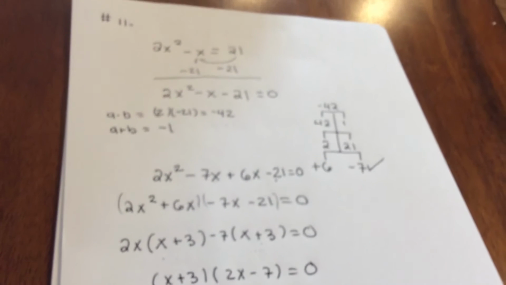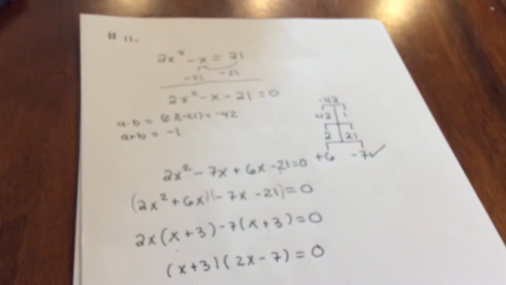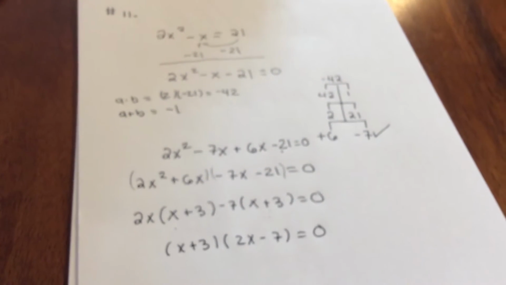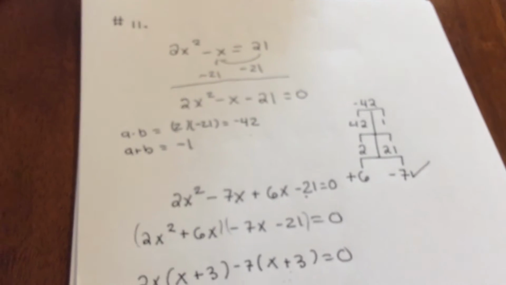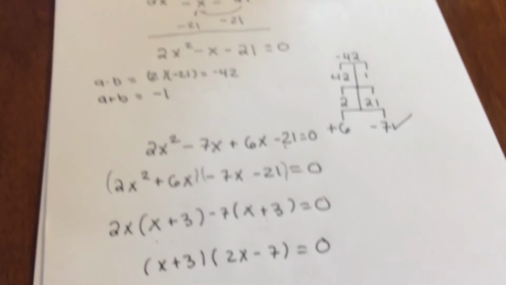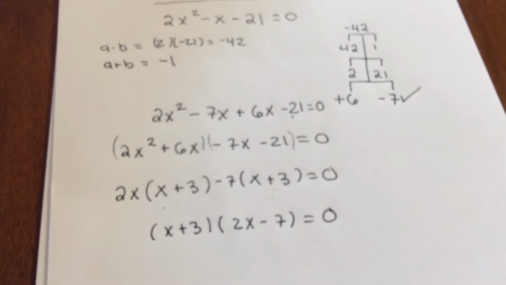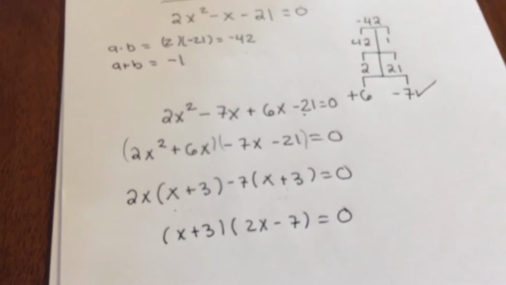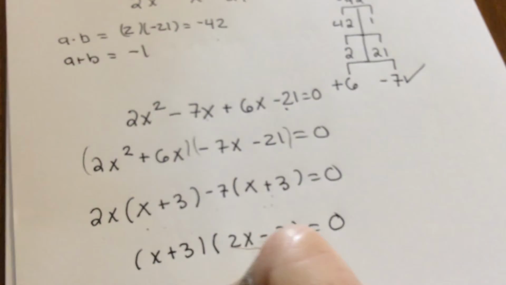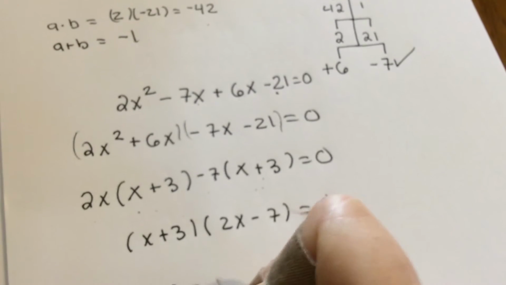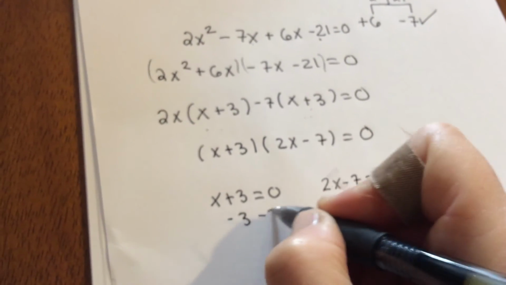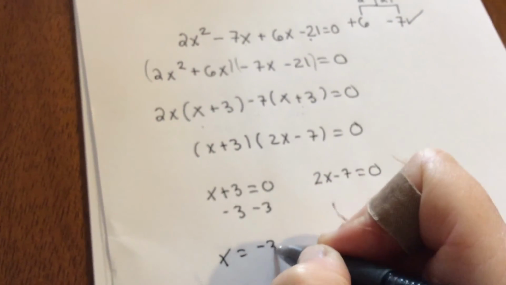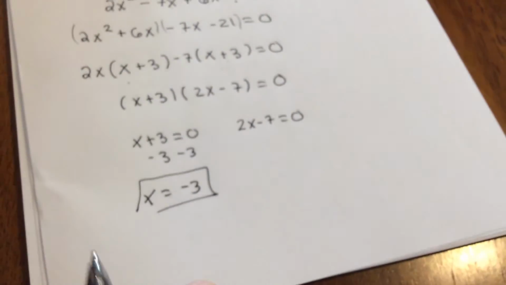So now we have actually factored the quadratic equation 2x squared minus x equals 21 into x plus 3 times 2x minus 7. We have factored those. All right, so now we find our roots. x plus 3 has to equal 0 and 2x minus 7 has to equal 0. I'm going to subtract 3 from each side, and we see that x equals negative 3. So that's where a root should be.